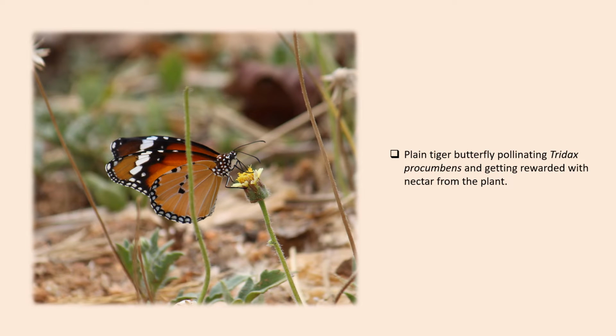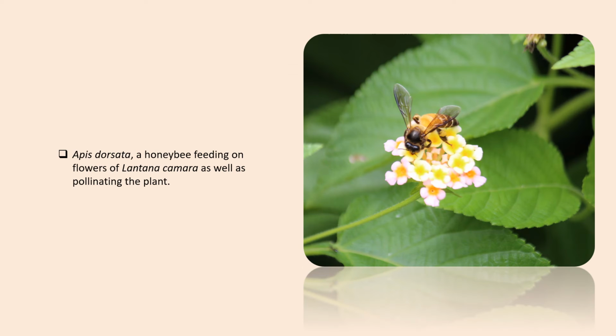So this is an interaction of plain tiger butterfly with Tridax procumbens. Here it pollinates the flower of Tridax procumbens, also getting rewarded with the nectar of the plant. Here Apis dorsata is found feeding on the flowers of Lantana camara as well as pollinating the plant.